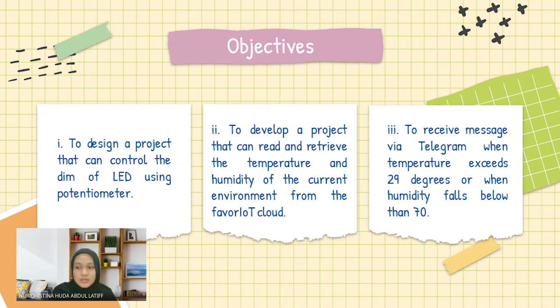For the objective, we have 3 parts. The first part is to design a project that can control the dim of LED using potentiometer. The second one is to develop a project that can read and retrieve the temperature and humidity of the current environment from the Favor IoT cloud. The third one is to receive message via Telegram when temperature exceeds 29 degrees or when humidity falls below 70.